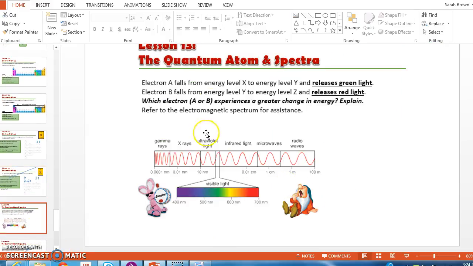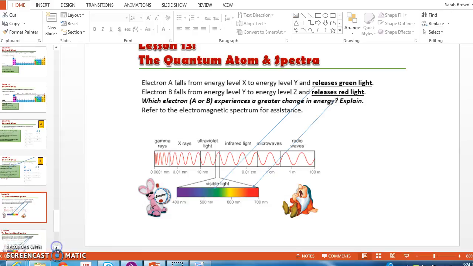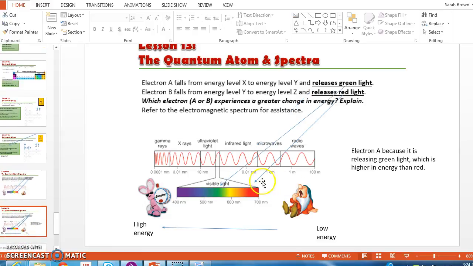All right, electron A falls from energy level X to energy level Y and releases green light. Electron B falls from energy level Y to energy level Z and releases red light. Which electron, A or B, experiences a greater change in energy? Explain. So here's green light. Here's red light. There's more energy on the left, less energy on the right.